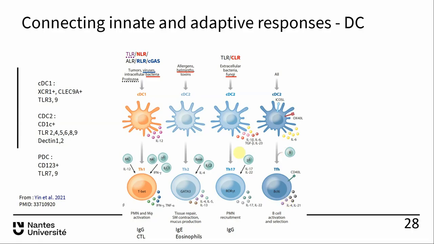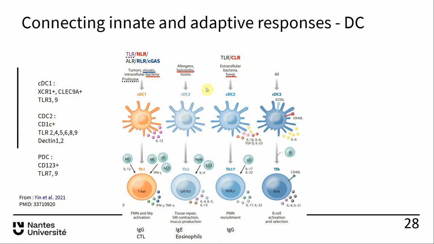Okay, so depending on the type of dendritic cell and the type of pathogen that's been encountered, you'll get different types of activator cytokines secreted. So conventional DC1s that express this molecule XCR1 will mostly be detecting viruses, maybe bacteria and protozoa. They'll secrete IL-12 and activate Th1 type immunity.